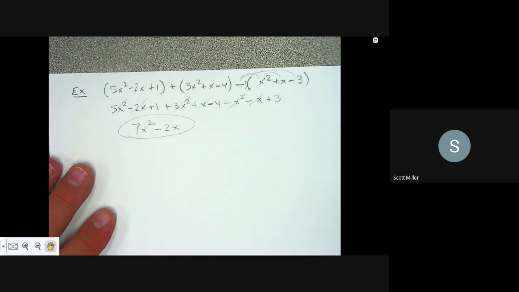You have combined like terms, you've added and subtracted polynomials, and simplified it to its final form. That is how you add and subtract. So let's talk about multiplication.